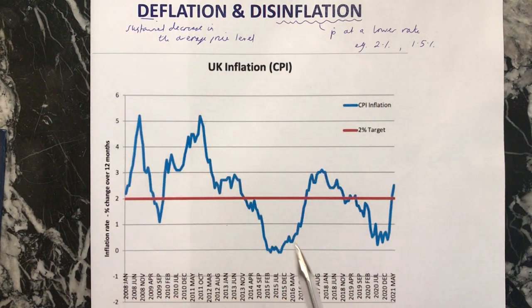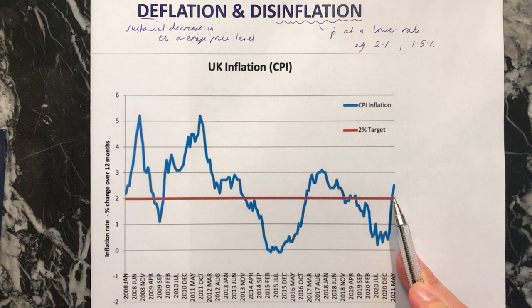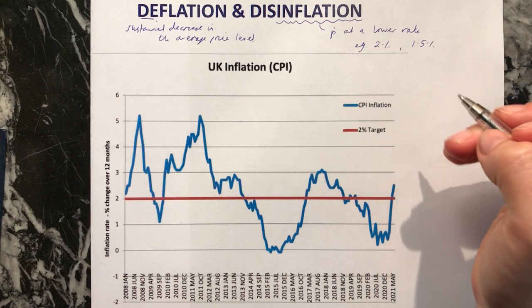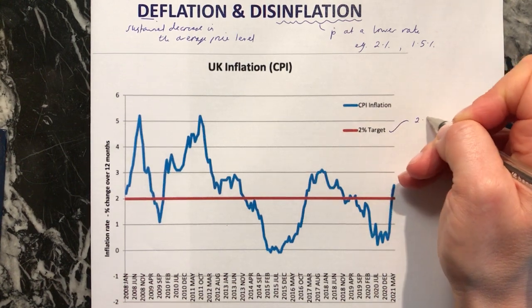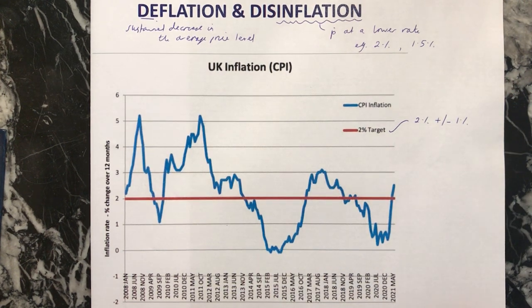In this diagram, we can see the Consumer Prices Index, which is a measure of inflation, as we know, and this is showing it over time from January 2008 to May 2021. And this is showing the target in the UK. We know that the target is 2% plus or minus 1%. And in this diagram, there's only a very small part where we're going below zero. It's tiny, just this bit here.